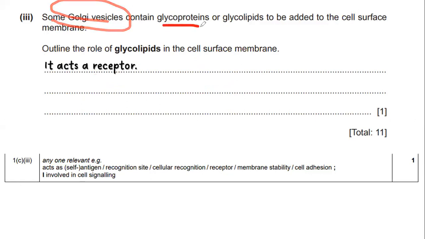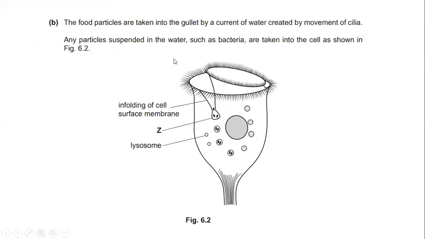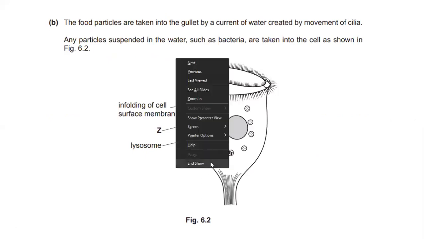Some Golgi vesicles contain glycoprotein and glycolipid that can be added to the cell surface membrane. State the role of glycolipid: c'est act as receptors. Ok, ça c'est le chapitre. Et déjà matériel. Ok, moi j'ai une question. Est-ce qu'il y a des autres questions que je travaille pas ici?